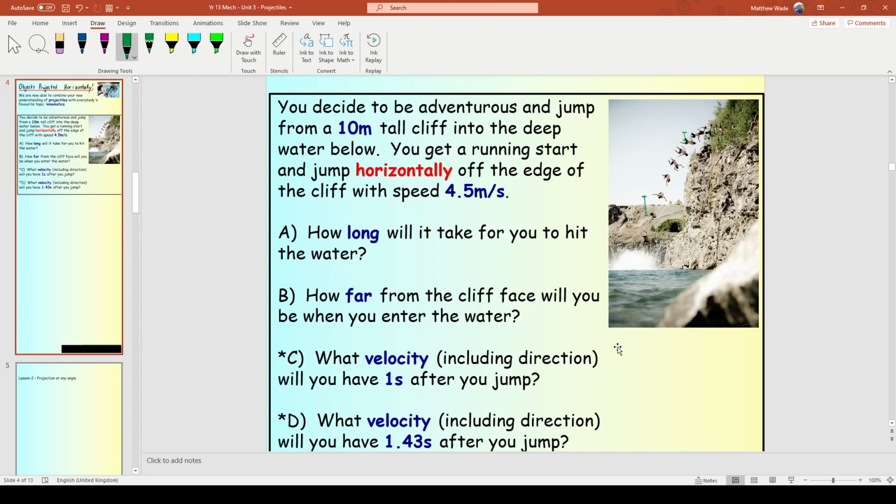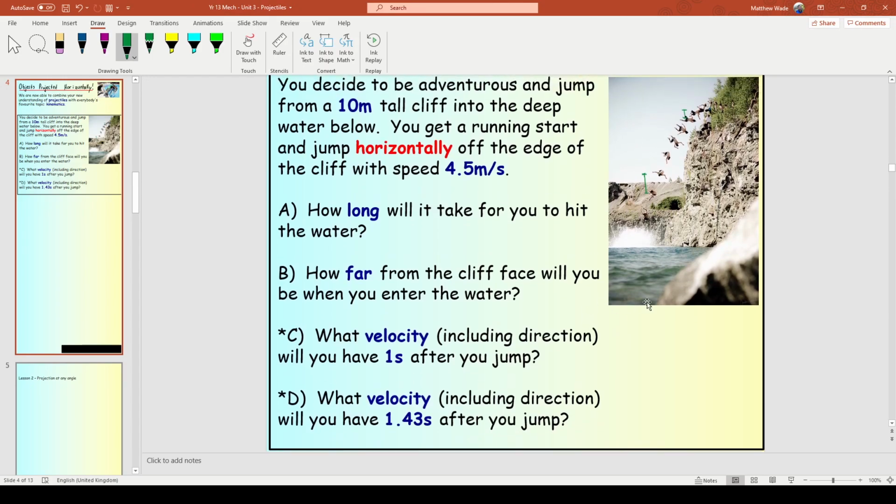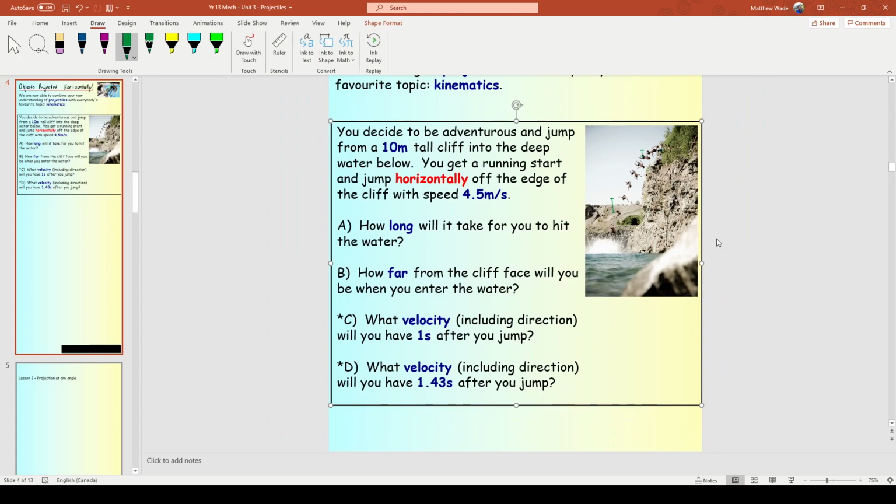Let's try it. Okay, so first ever projectile question. Where will I write this? I'm going to zoom out, and I'm going to write in the margins again. Here we go.